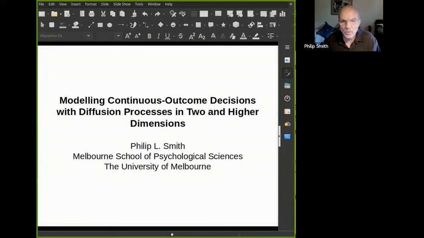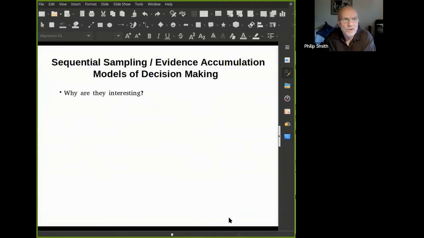So what I want to talk about today is diffusion models for continuous outcome decisions in 2 and higher dimensions. I plan to touch on 2, 3, and 4-dimensional processes, and I will obviously talk about why you might want to consider higher dimensions. And I'll show in particular that the same mathematics that work for 2-dimensional processes also carry over straightforwardly to higher dimensions. But a bit of context first.